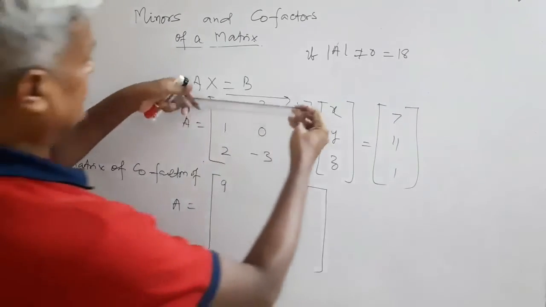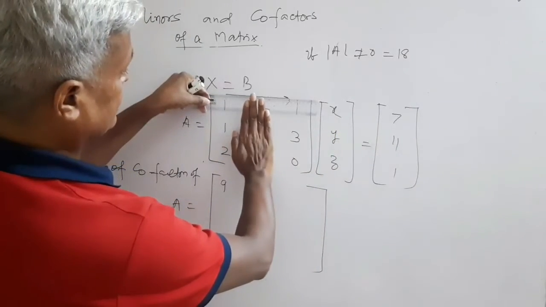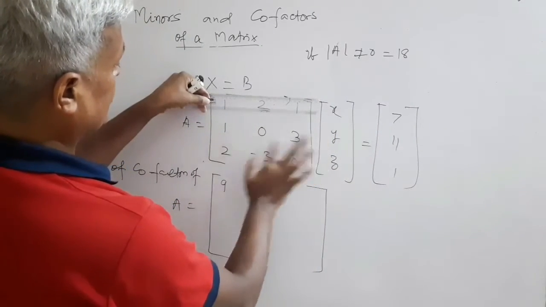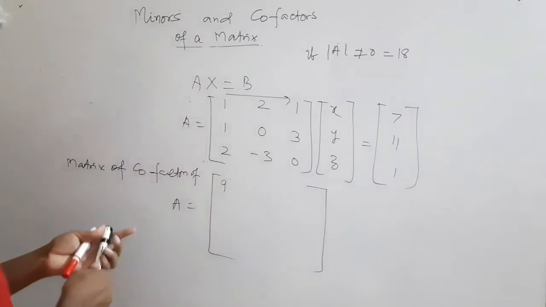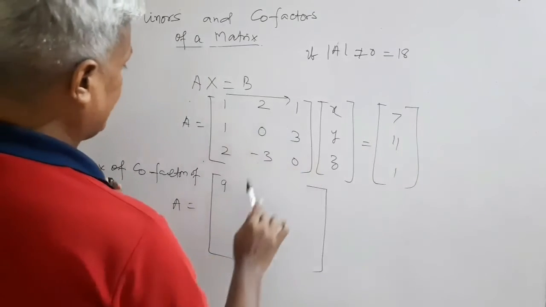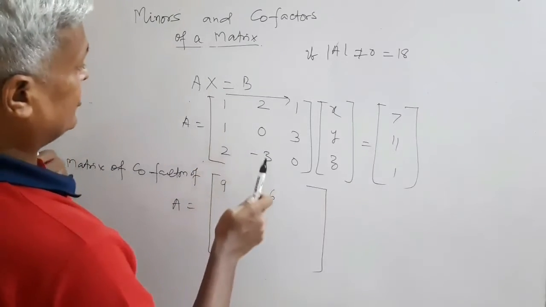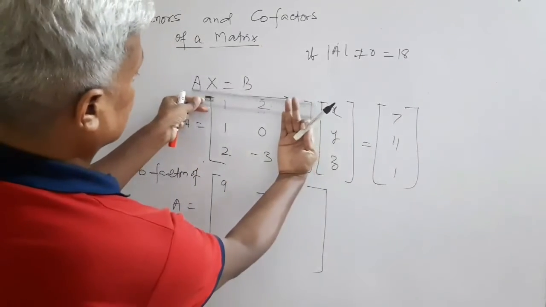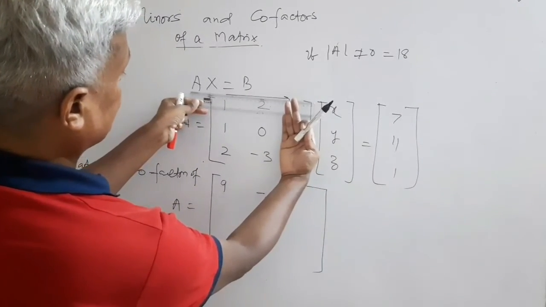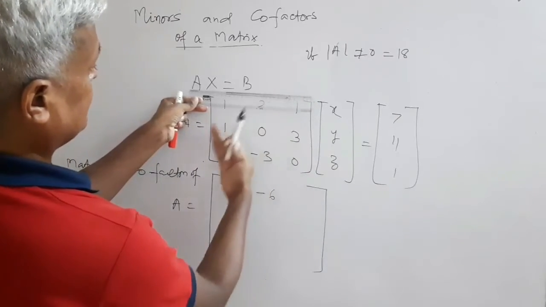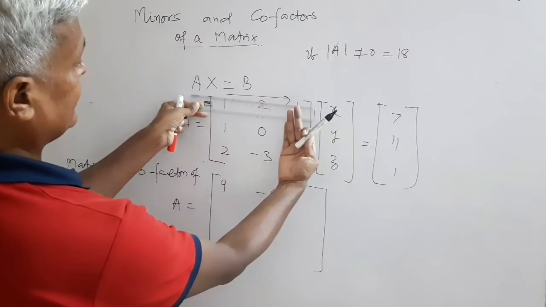Now I go for the second element. With this covered, what are you getting? 0 into 1 minus 3 into 2 is 6. So 0 minus 6 is minus 6. Now I go for the third element. So it goes like this. What you are seeing, this small matrix is minus 3, 1, minus 3.